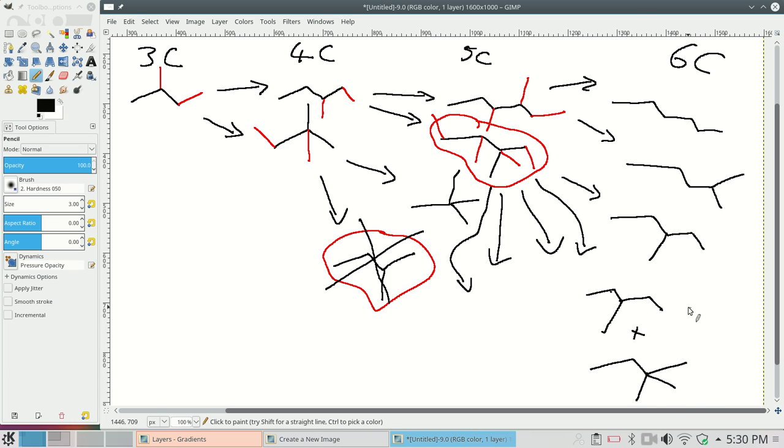The next one going from this structure would be if we attach another carbon here, so we generate something that looks like this. 1, 2, 3, 4, 5, 6, and then lastly we can attach the carbon here on the other side, and we generate a structure that looks like 1, 2, 3, 4, 5, 6. So these are the structures that we can get from that.